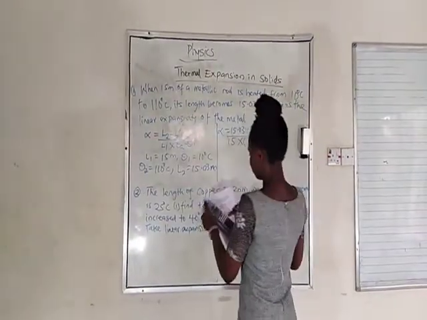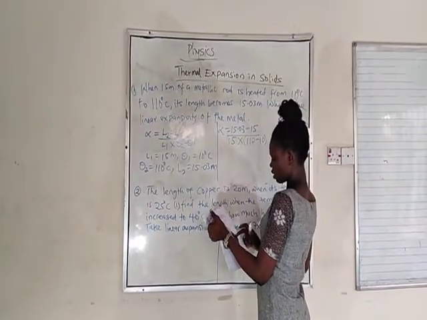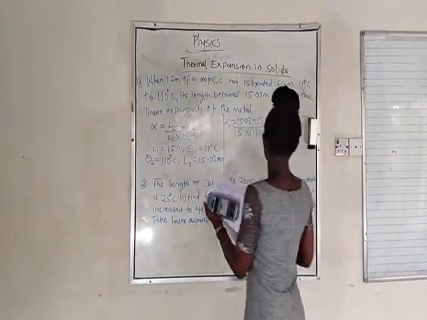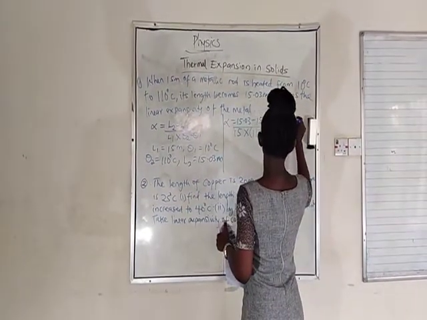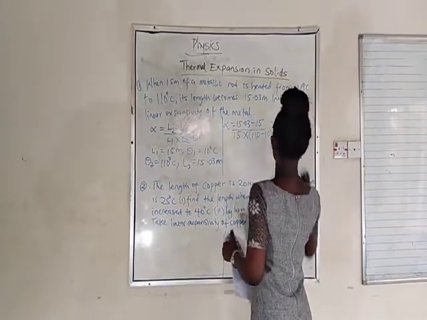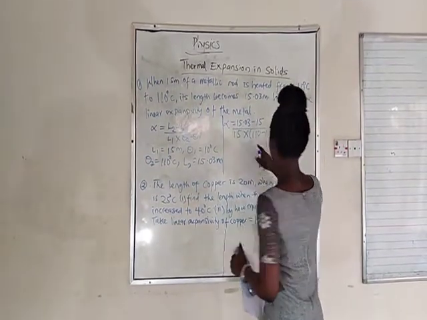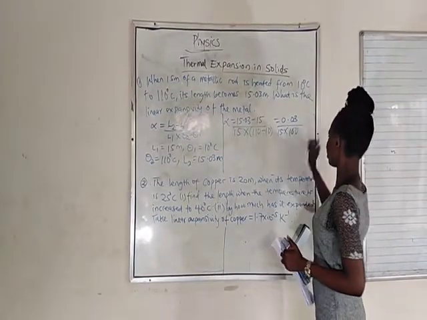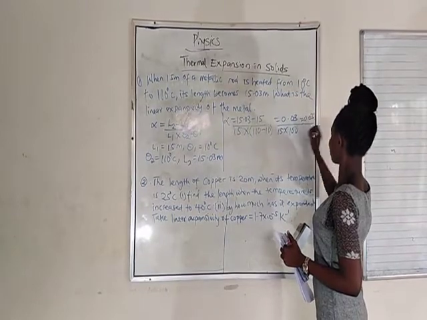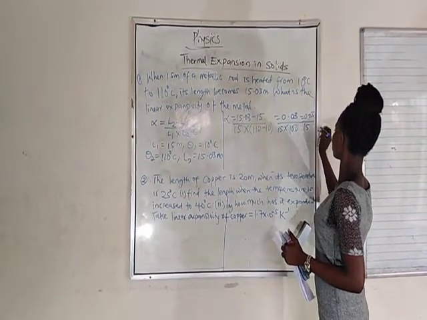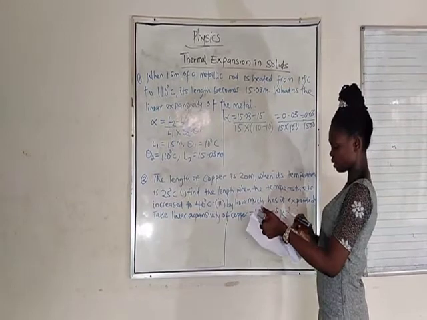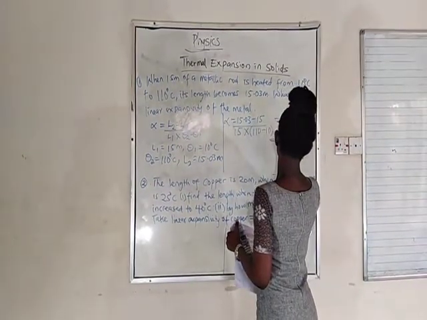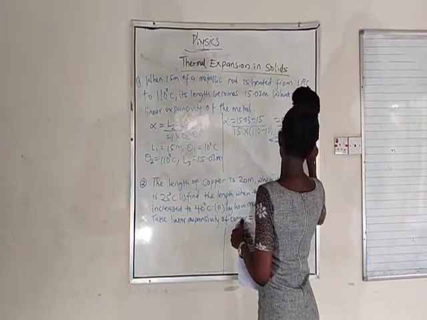So we have 15.03 minus 15. It's going to give us what? 0.03. All divided by 15 times what? 110 minus 10, which is going to be 100. So this is 0.03 divided by 15 times 100, which is 1,500. So we divide that now, and we're going to have 2.0 times 10 raised to the power minus 5 per Kelvin.